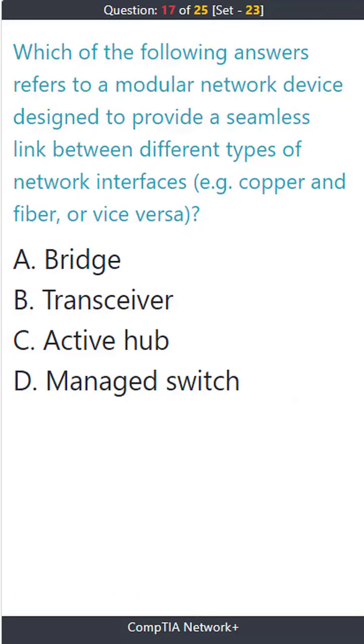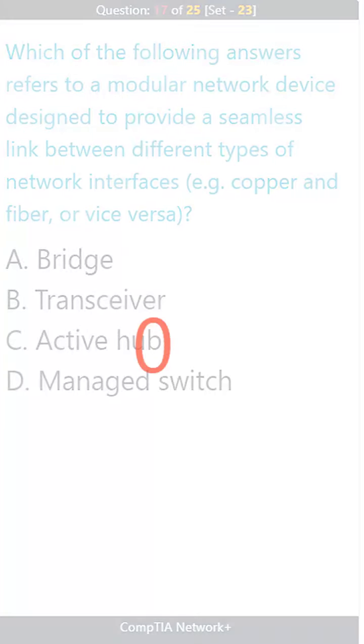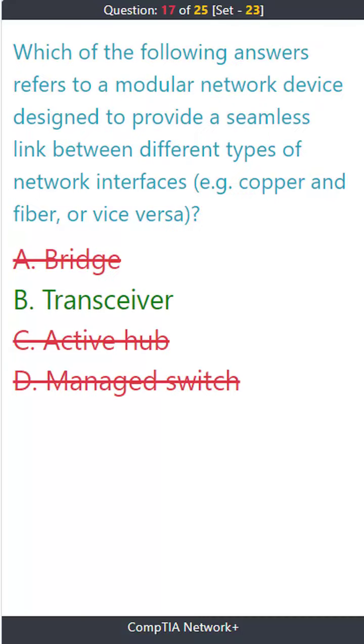Question 17. Which of the following answers refers to a modular network device designed to provide a seamless link between different types of network interfaces, e.g. copper and fiber, or vice versa? A. Bridge. B. Transceiver. C. Active hub. D. Managed switch. The correct answer is B. Transceiver.